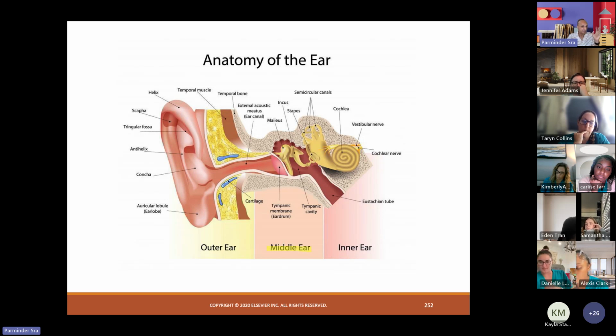And then there are auditory nerves, the cochlear nerves, which transmit auditory information from the cochlea to the brain.